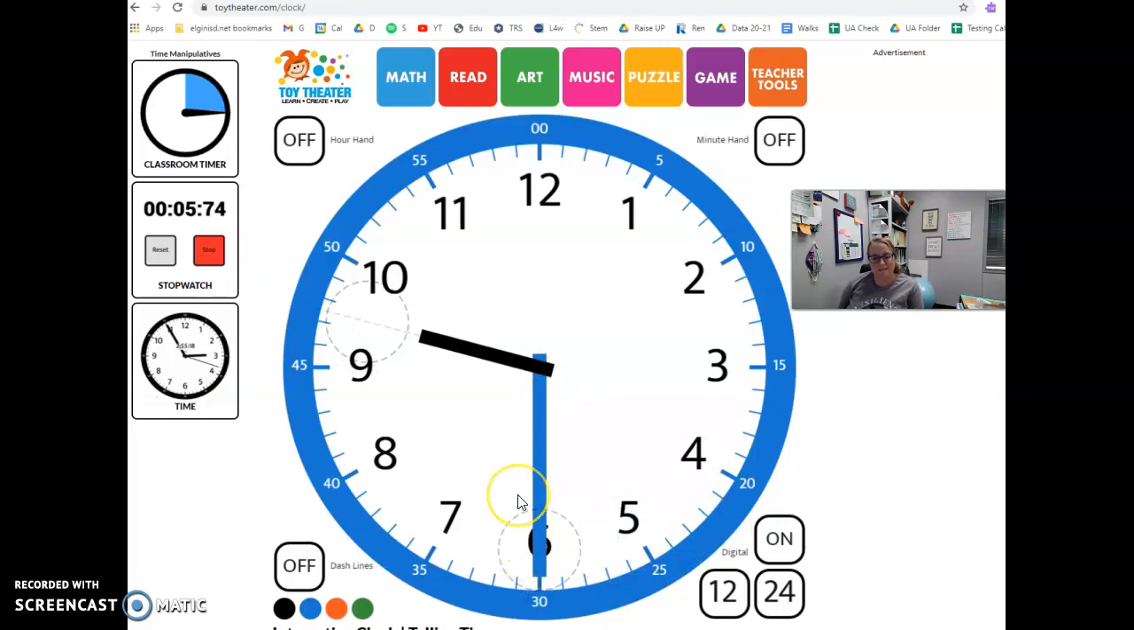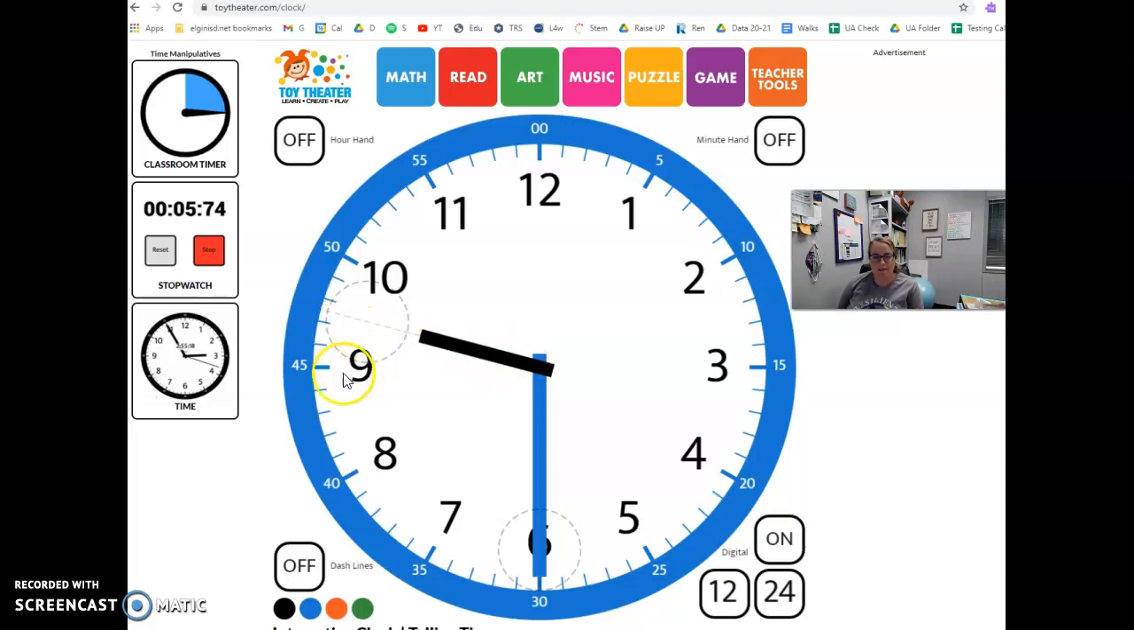So what time did we finish math if we worked on it for 30 minutes? Well, let's look at our clock. We just moved our minute hand, and we know that the 30 is right at the 6. But what do you notice about the hour hand? Turn and talk to somebody. What do you notice about the hour hand? Come back to me in 3, 2, 1, 0.